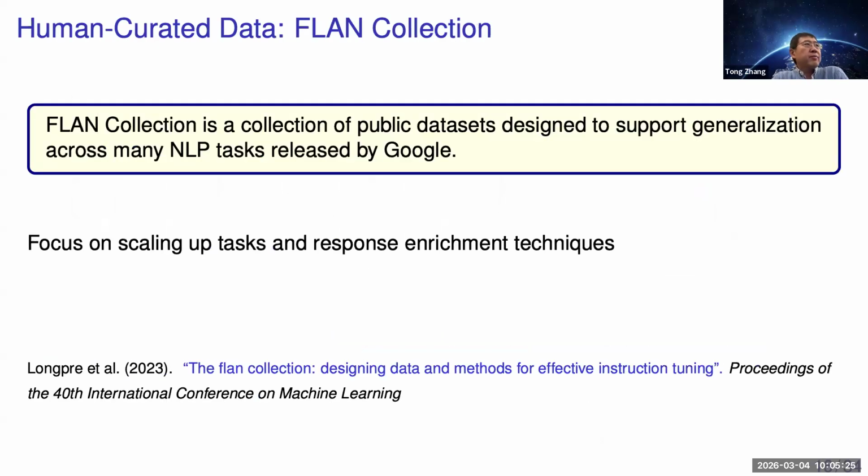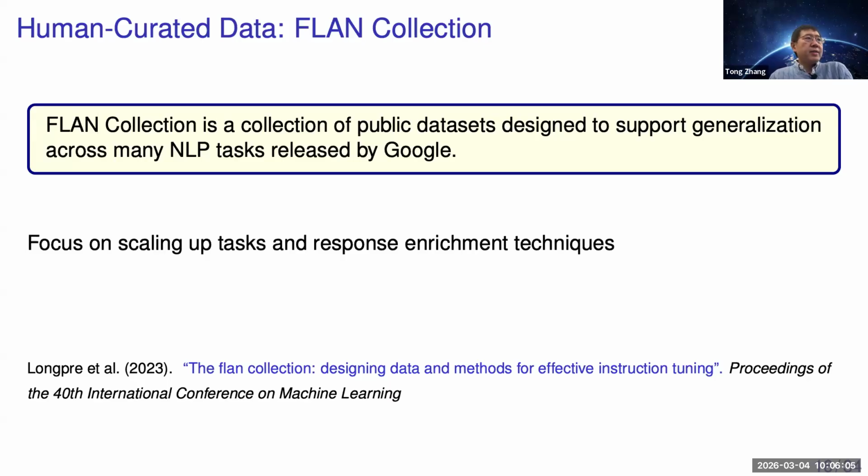This one is also part of Google's data, which is also pretty big and a popular data. The FLAN collection is a collection of public data designed to support generalization across many NLP tasks. Basically, it's released by Google. There's a FLAN-T5 model, which is a T5 using instruction tuning. FLAN is basically this instruction tuning data, and that teaches T5, which is an encoder-decoder model, to do the instruction tuning.